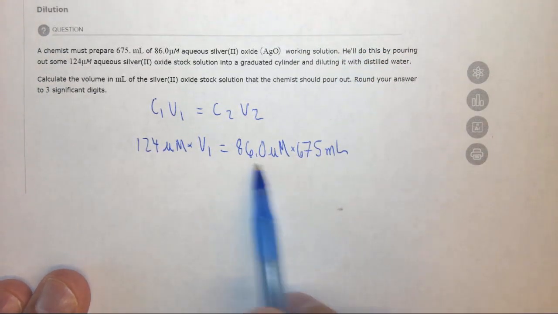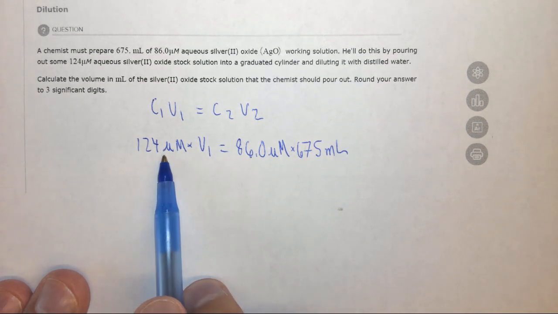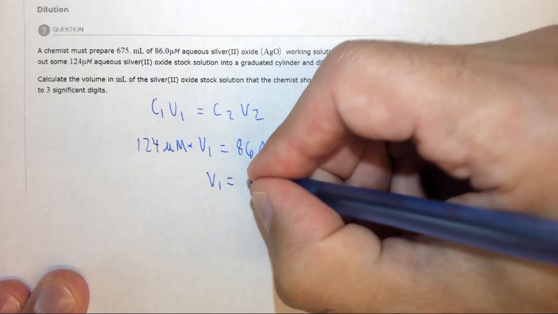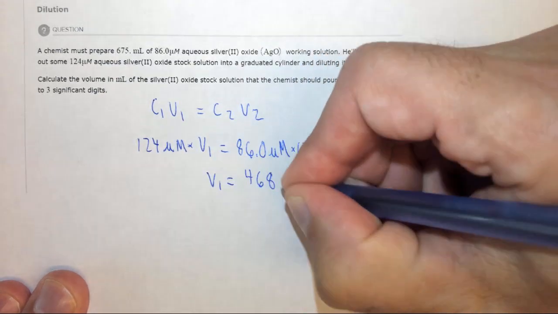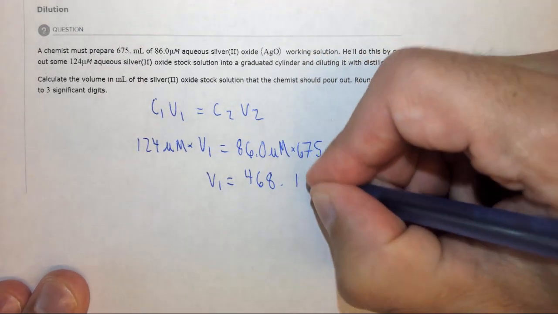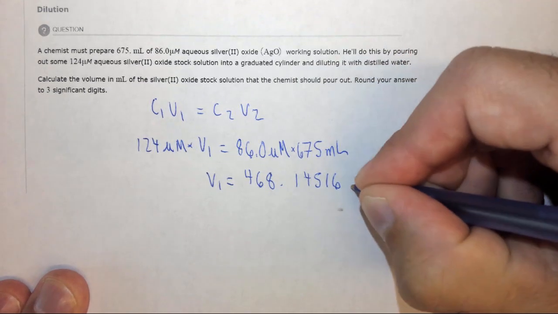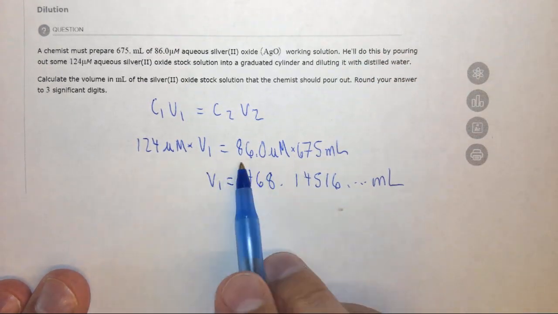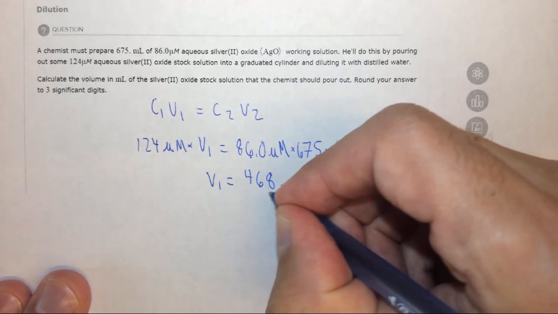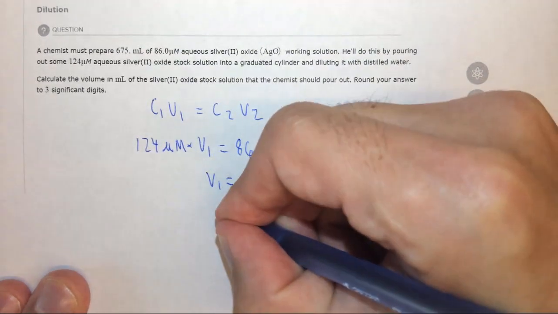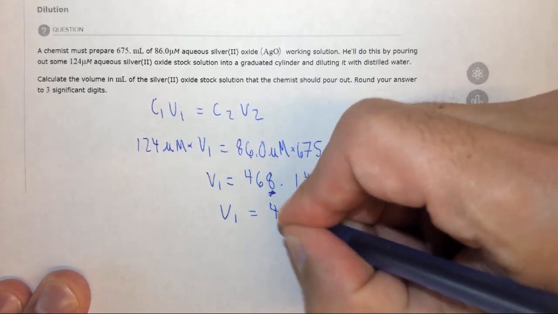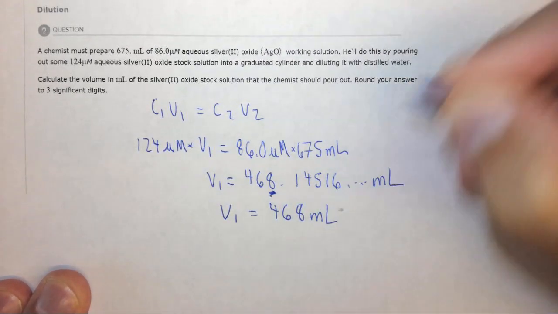To do the math, multiply these two together and divide by the number next to the variable, and what you'll find is V1 equals 468.14516 milliliters. Because these are all three significant figures, we want our answer to be three significant figures. So V1, with the correct number of significant figures, is 468 milliliters.